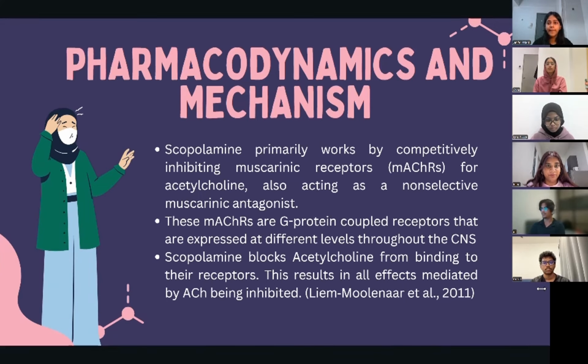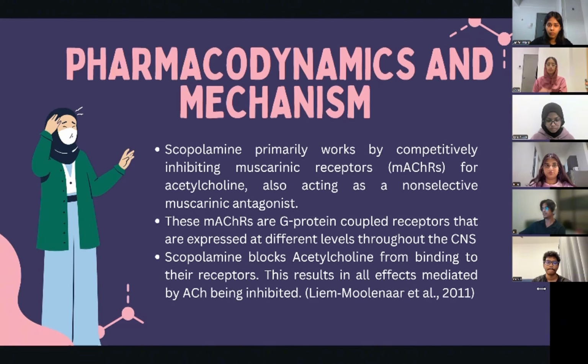Hi, I'm Jaishan, and I'll be talking about the pharmacodynamics of how this drug works. So scopolamine primarily works by competitively inhibiting muscarinic receptors for acetylcholine. This works because the drug has a high affinity for the muscarinic receptor family with little selectivity for any of the 5 receptor subtypes, M1 to M5.